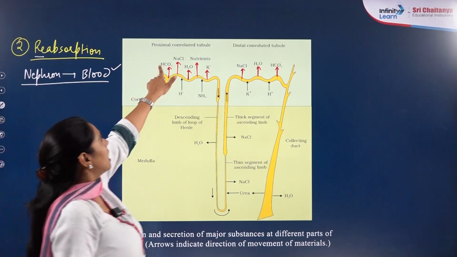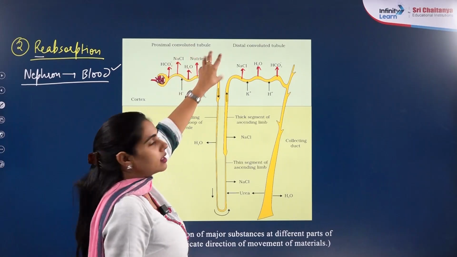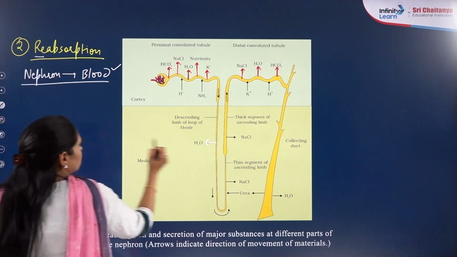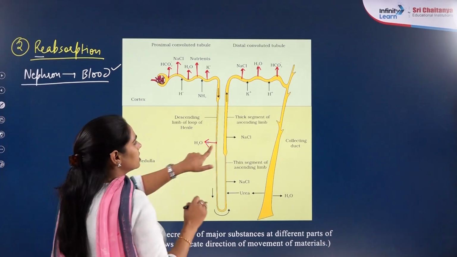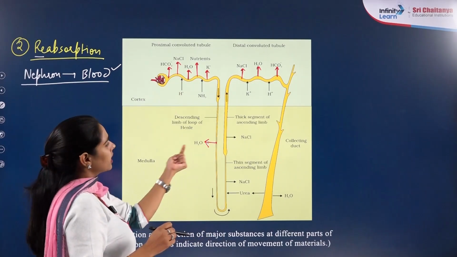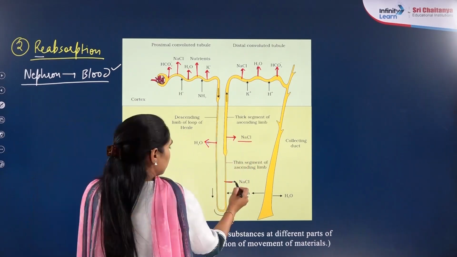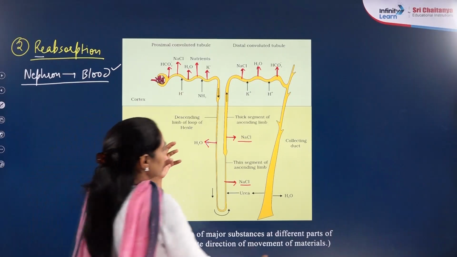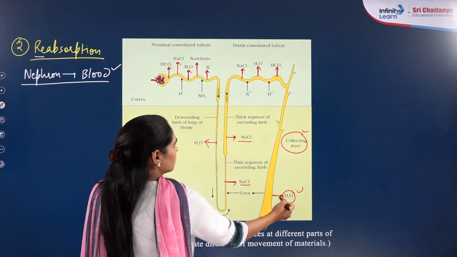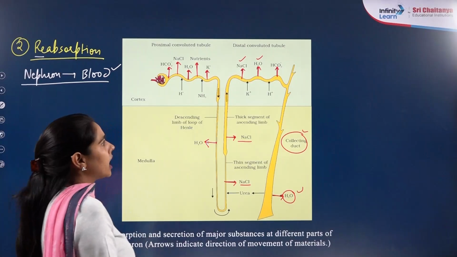Maximum reabsorption will occur in the proximal convoluted tubule. Then you can see another arrow. This arrow is also coming out. That means water is coming out. This is the descending limb of the loop of Henle. It is permeable only to water. So water can come out. This is the reabsorption of water. This is the reabsorption of sodium chloride, right? And then this is again the reabsorption of water, in the collecting duct. They are showing you the reabsorption of water. Here also it is showing you the reabsorption of sodium chloride, water and bicarbonate ions.